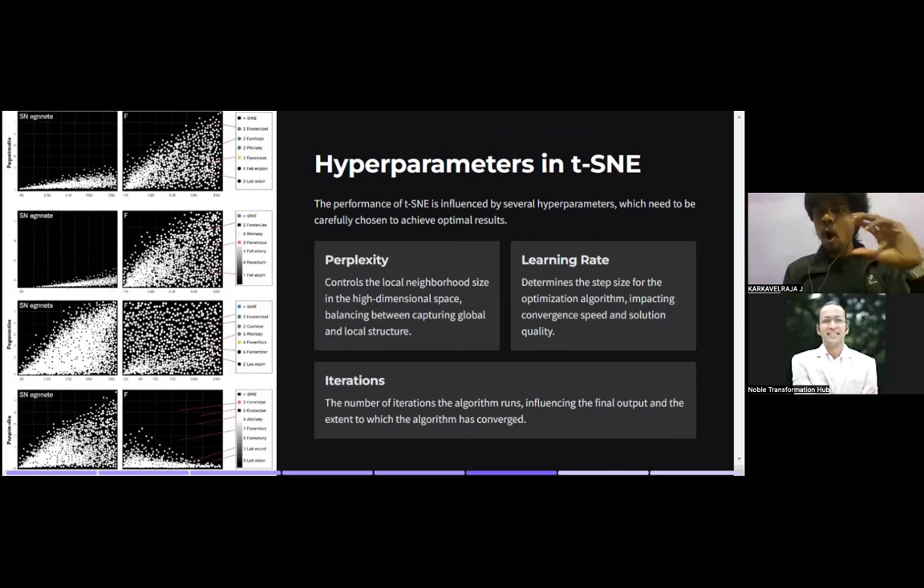You need to find an optimal number of steps for the model to run, so that you will get the optimal solution for your problem. It purely depends on trial and error, guys. Next, iterations: the number of iterations the algorithm runs influences the final output and the extent to which the algorithm has converged. I would say iterations are how many times you need to tune your model so that you can get the best model out of it. So these are some of the hyperparameters that we have in t-SNE, and they are very important.